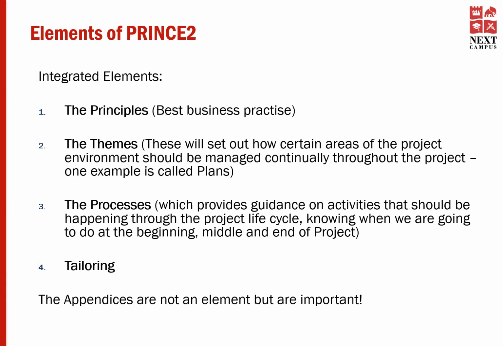Now let's have a look at the elements of Prince2. The Prince2 method consists of 4 main parts, and Prince2 has chosen the word elements to represent these 4 parts. These elements are principles, themes, processes, and tailoring. Now let's have a look at these 4 parts briefly.